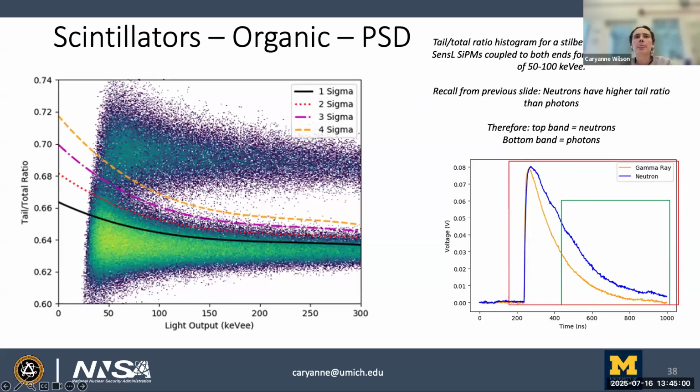So it does get a little bit more difficult under high count rate conditions, because what you will start to see is pulse pileup. You look at this picture of this pulse, but when you're in a really high count rate condition, you may have another pulse right here. And so that will obviously alter the shape of your tail to total ratio.